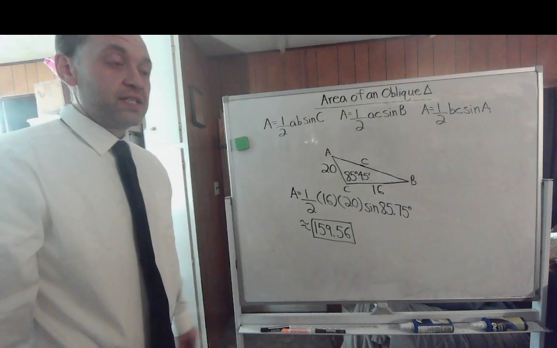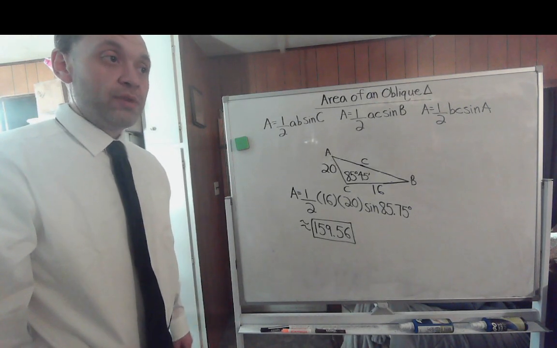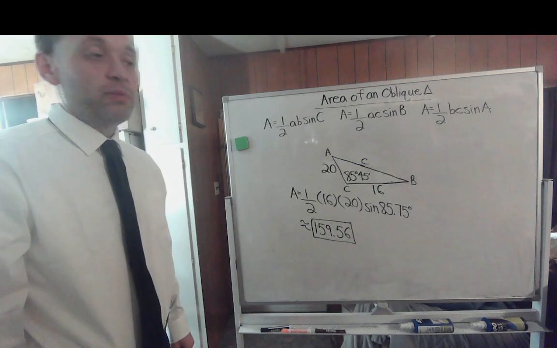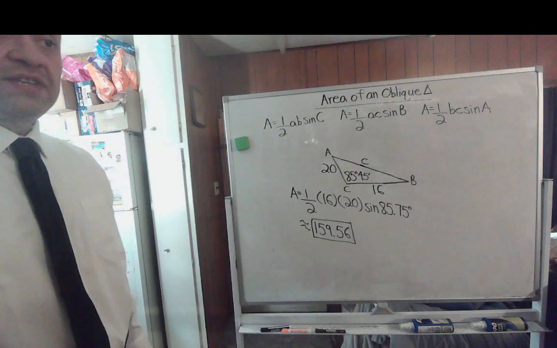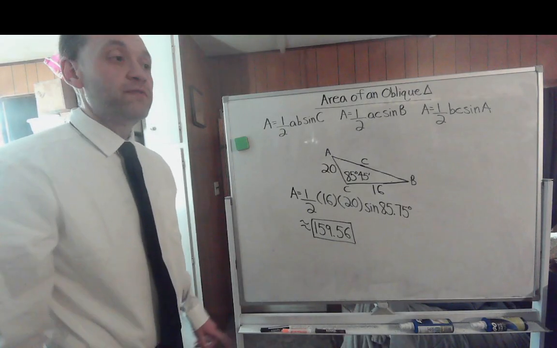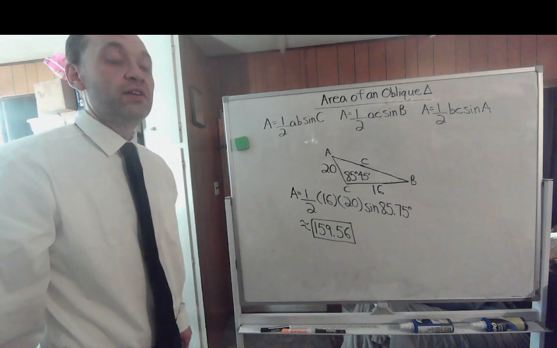Now, 2 lessons from now we're going to learn one more method for finding the area of a triangle that's going to be called Heron's formula, and that's if you know all 3 sides of a triangle, but we'll get to that then. But the very next lesson is going to be the law of cosines.